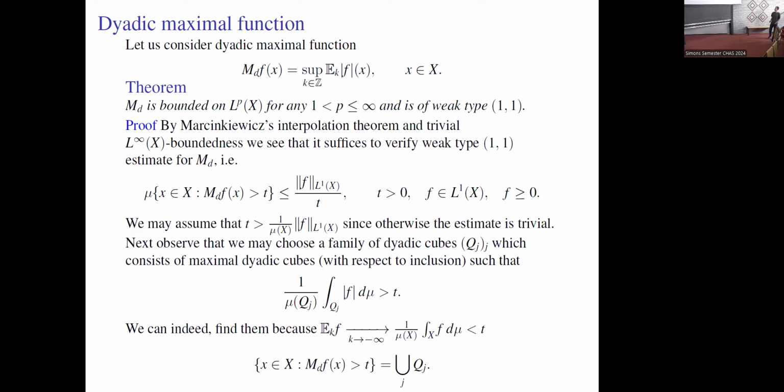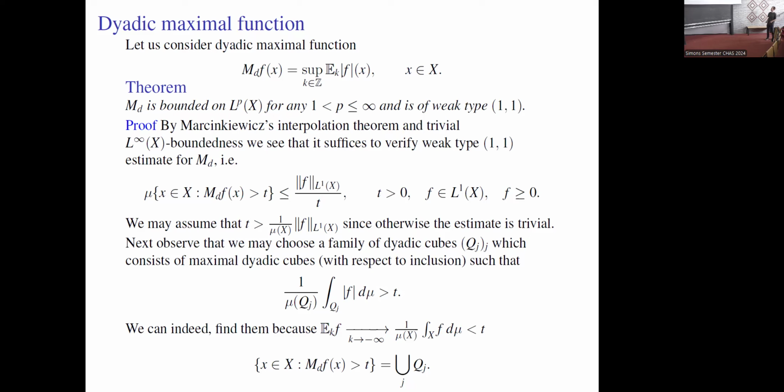Okay, so let us now consider the dyadic maximal function. It is defined as a supremum over all averages, and we put the absolute value of f here, so everything is non-negative. There is a theorem which tells us that this dyadic maximal function is of weak type 1, and it is bounded on L infinity. Using the Marcinkiewicz interpolation theorem and trivial L infinity bounds, it reduces to showing weak type 1.